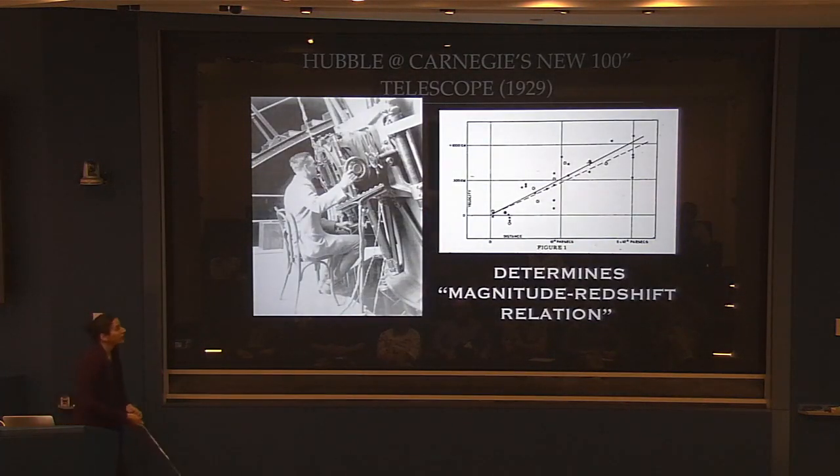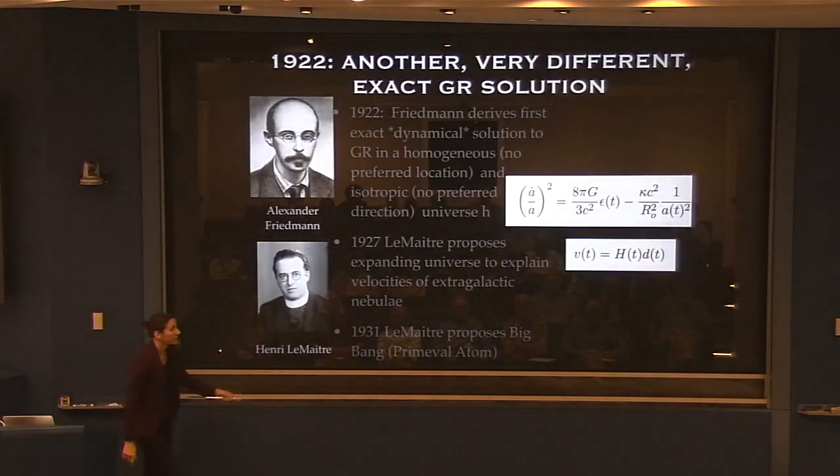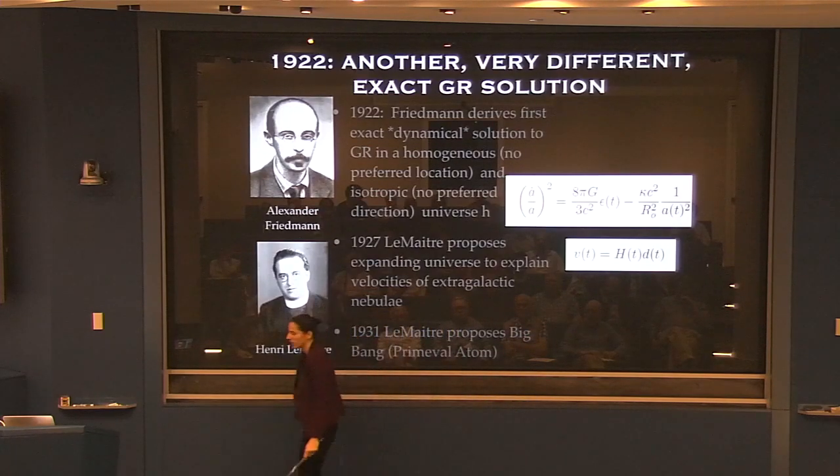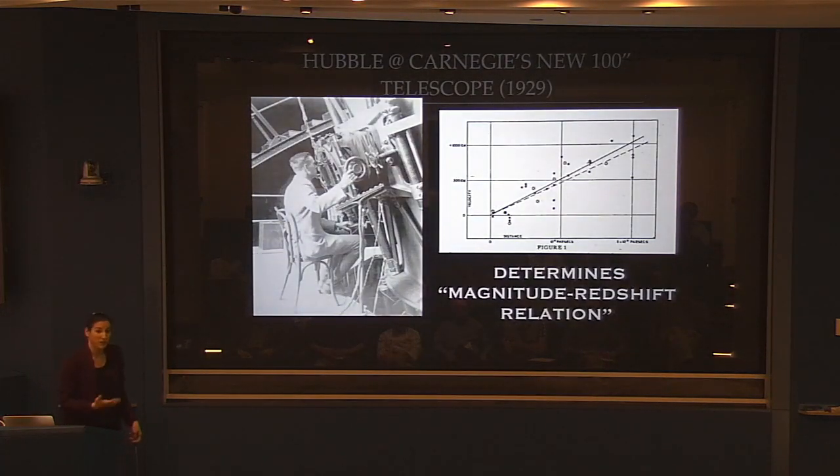And of course, in 1929, with the brand new telescope, Carnegie's 100-inch telescope on Mount Wilson, Edwin Hubble actually determines this magnitude redshift relation. So here we're just showing distance versus velocity. This is taken from his 1929 paper. And of course, you see this relationship, and that looks a lot like this equation. And this term is now called the Hubble parameter because Hubble first determined it. Interestingly, Hubble did not believe in the expansion of the universe. He always called it the magnitude redshift relation, preferring to stay agnostic about what it actually meant.